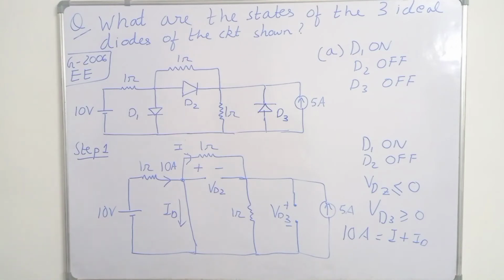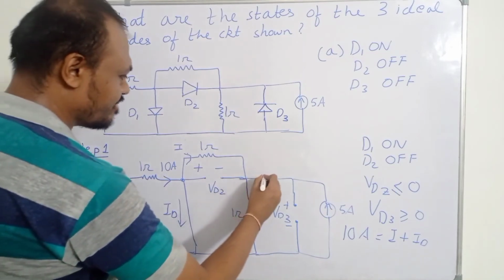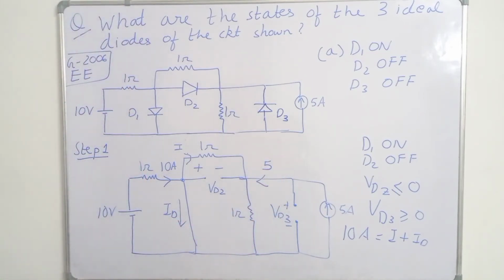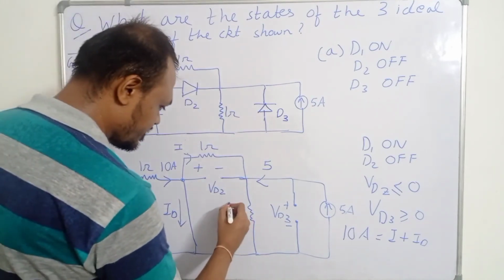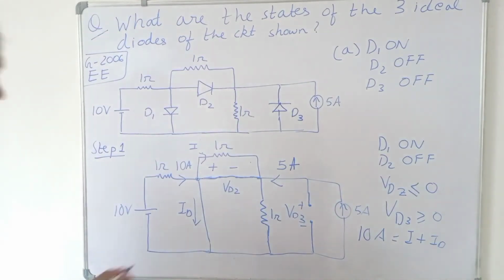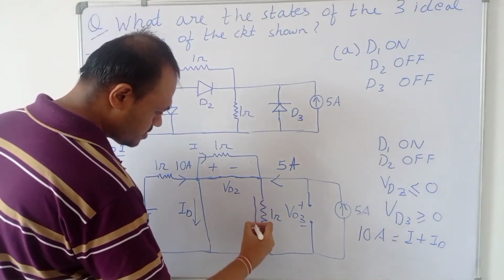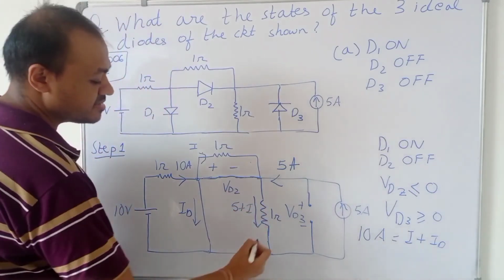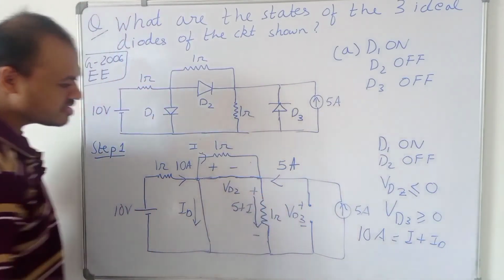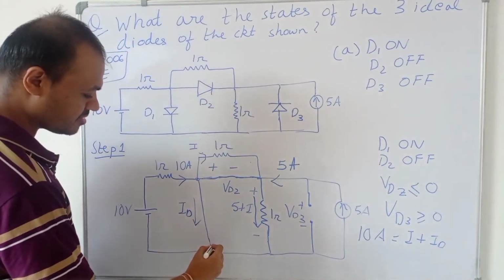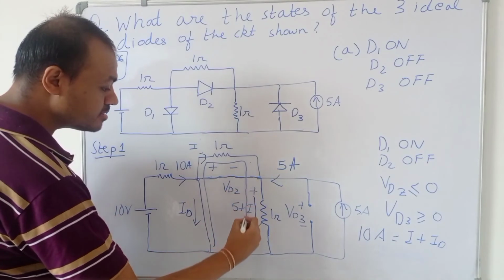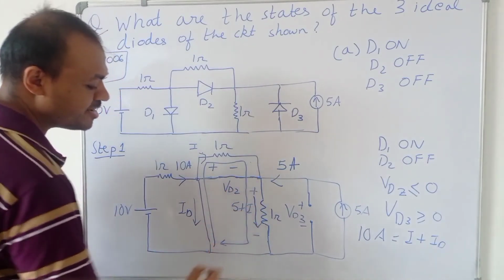And now this is 5 ampere, so this 5 ampere will come here. So this current will be 5 plus I. Now apply KVL from here to here to here and back.